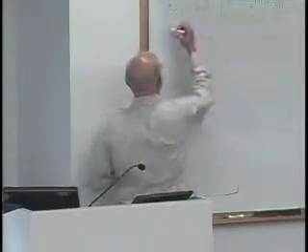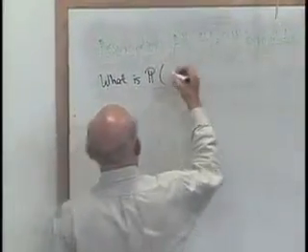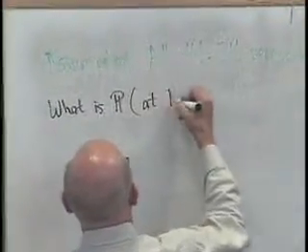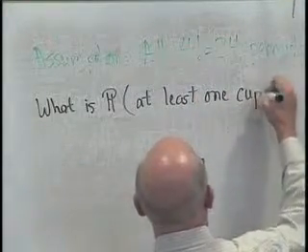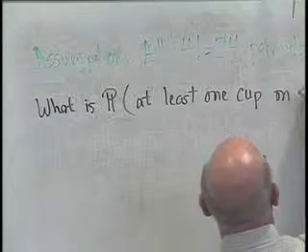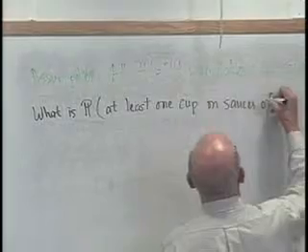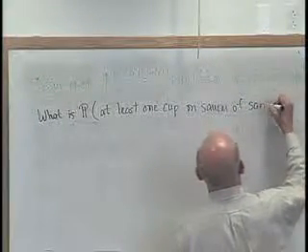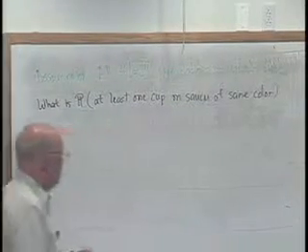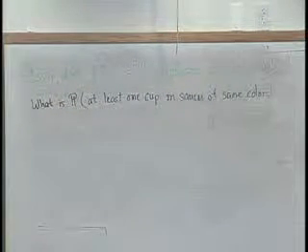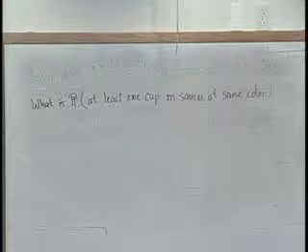And what I want to calculate is the probability of the event at least one cup is on a saucer of the same color. They're not all wrong. First thing we have to do is take that event described in words and express it in terms of symbols.